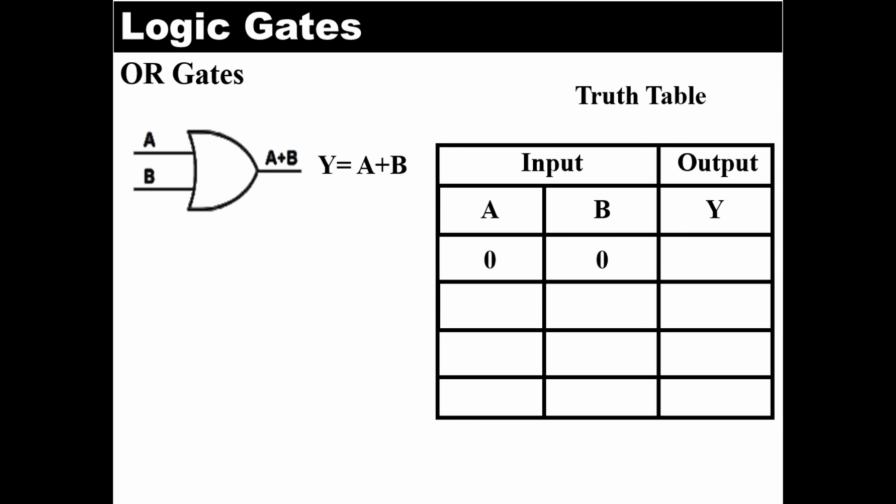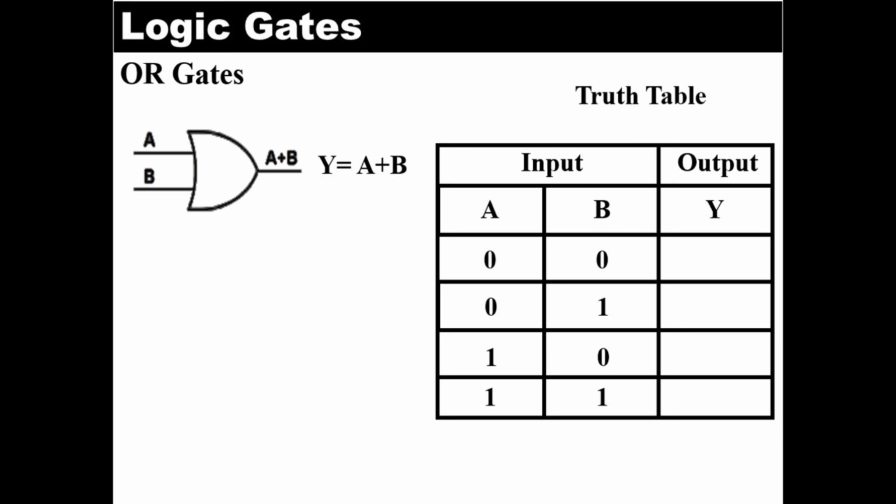It's also possible that A is equal to 0 and B is equal to 1, or A is equal to 1 and B is equal to 0, or A is equal to 1 and B is equal to 1. So these are all possible inputs. Now we have to see what will be the output for all these possible values.